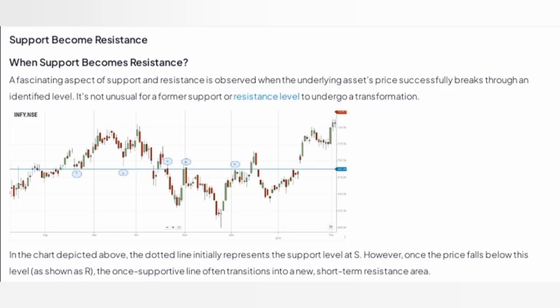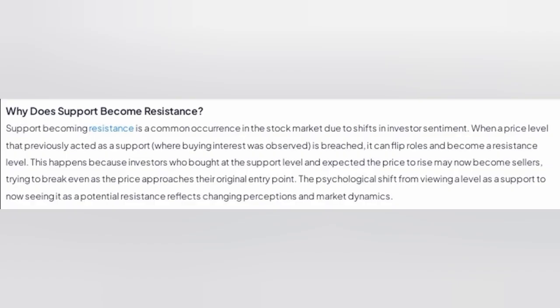However, once the price falls below this level, as shown as R, the once supportive line often transitions into a new, short-term resistance area. Why does support become resistance? Support becoming resistance is a common occurrence in the stock market due to shifts in investor sentiment.